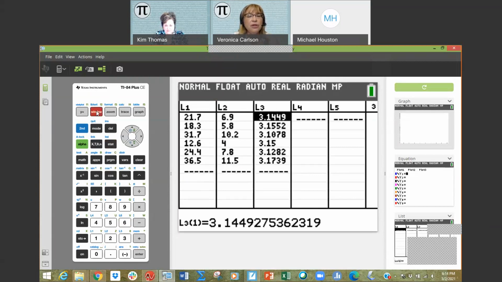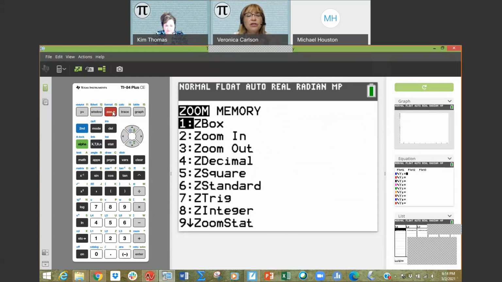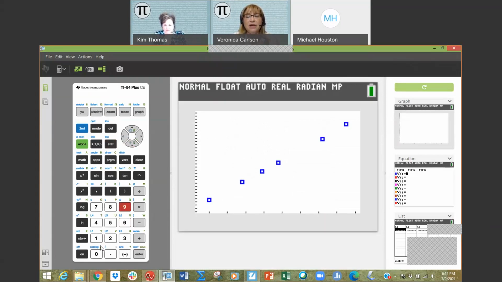You can go into Window and adjust these things, or you can talk about that you're using some statistics right now, and you can see here for number 9 that you have Zoom Stat. You can arrow down, or you can just push the number 9 and it gives it to you. You can see that that looks pretty good. Looking at it, it looks linear. And then we can go verify that.